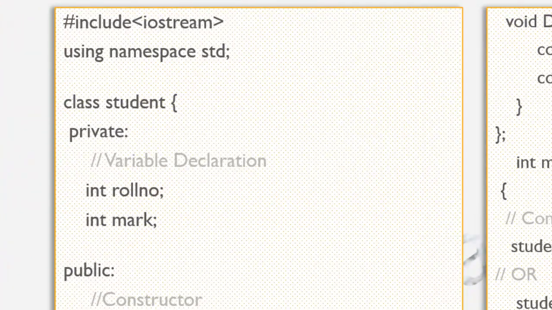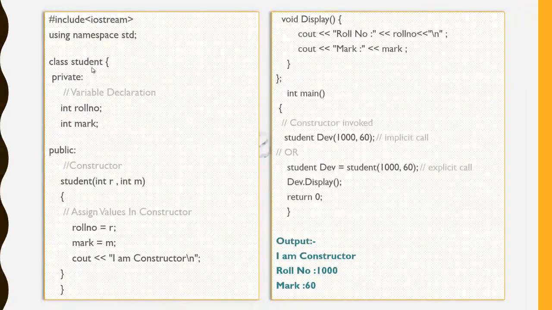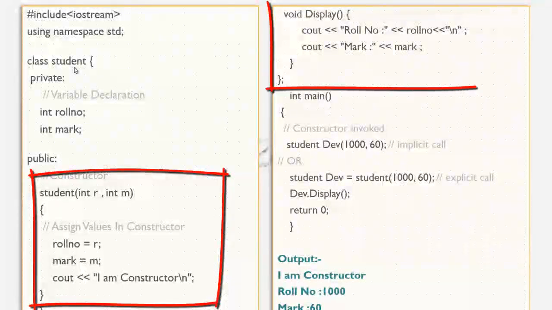Let's start with the class declaration. The class keyword is used here to declare the class. The class name is student. And we know in a class we have two types of members. They are data members and member functions. In this class, we have two data members. They are roll number and mark. Both are of type integer. And in the public part, we have two functions. One is student and the other one is void display.